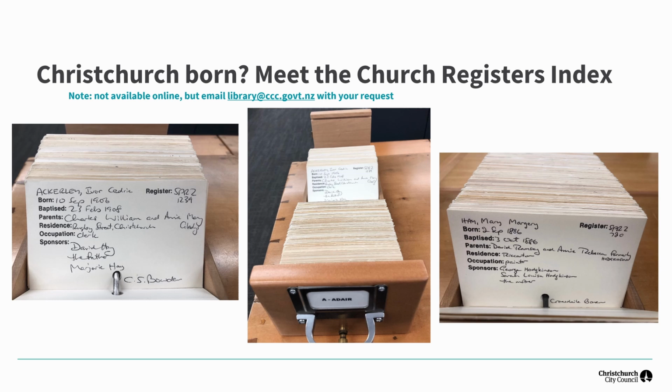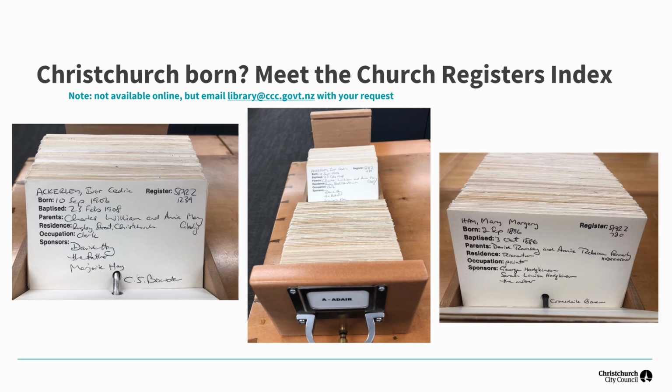Now, these registers list the details of baptisms, marriages, and funerals or burials, the services carried out by the minister of the church. It's not comprehensive. If you can't find a name, it doesn't mean your ancestor wasn't born here in Christchurch, but you may need to check other sources. The entries are mostly Anglican, with some Methodist and Presbyterian, and a small number of Roman Catholic and other denominations. More information about the church registers is available on the Christchurch City Library's website.